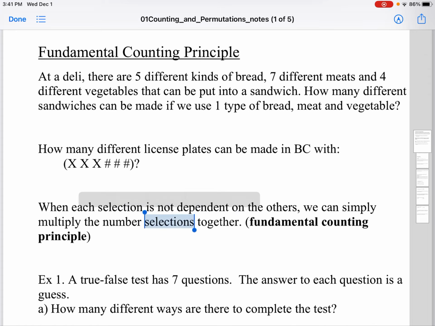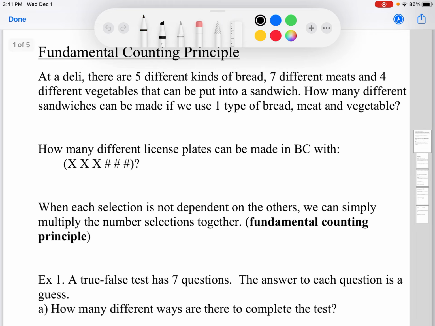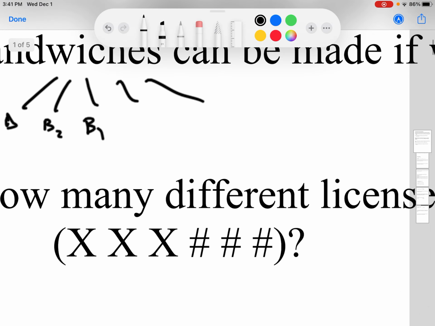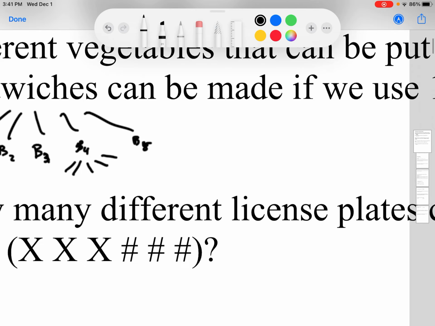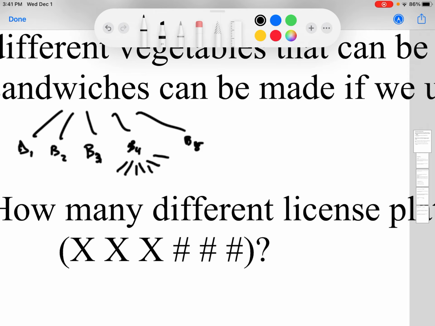What I can think of this way is I have 5 different breads, so I can draw a little tree of 5 different breads, B1, B2, B3, B4, B5. And from each of these breads, we can branch off with, in this case, 7 different meats. So 4, 5, 6, 7, and each of these will have a branch of 7 different meats. Well, if we look at this, this is really doing groups of 7.